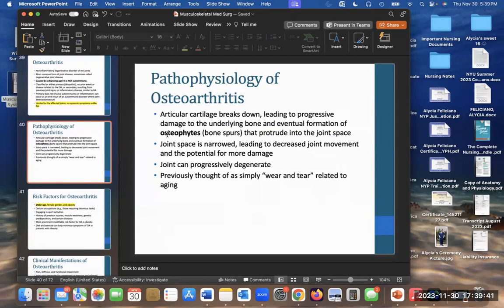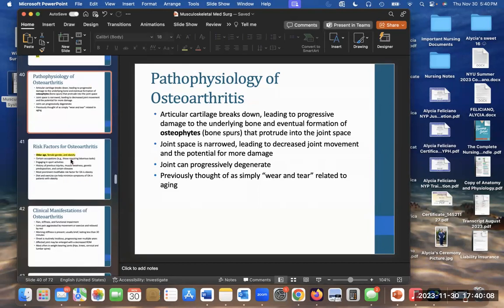Essentially, what happens is we get these osteophytes or bone spurs, which I'll get into in a little bit, which are like little bulges coming out of the joint area. That's a sign that they have osteoarthritis. The joint space is also narrowed, and the joints can progressively degenerate.